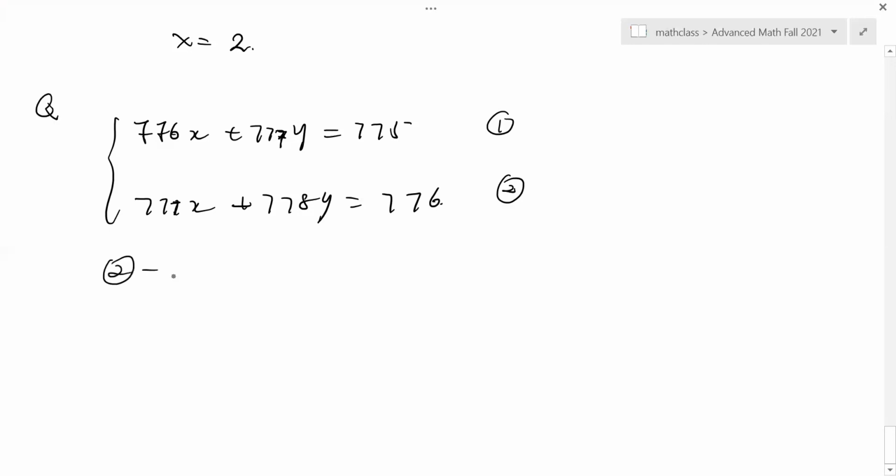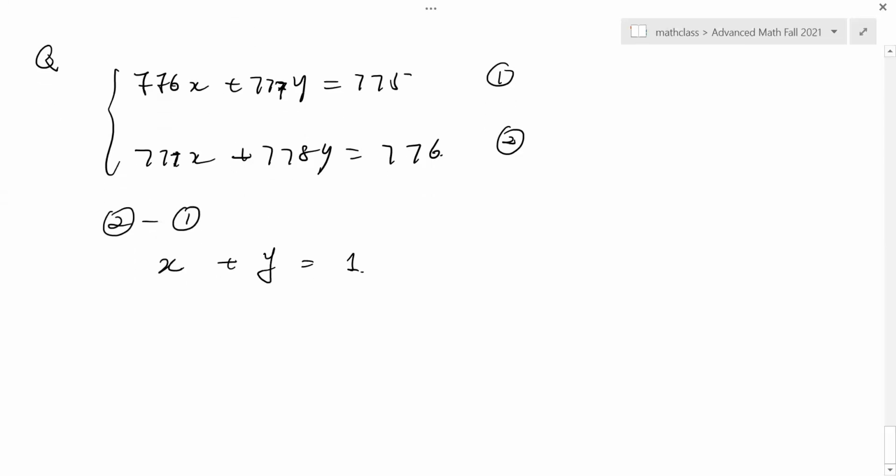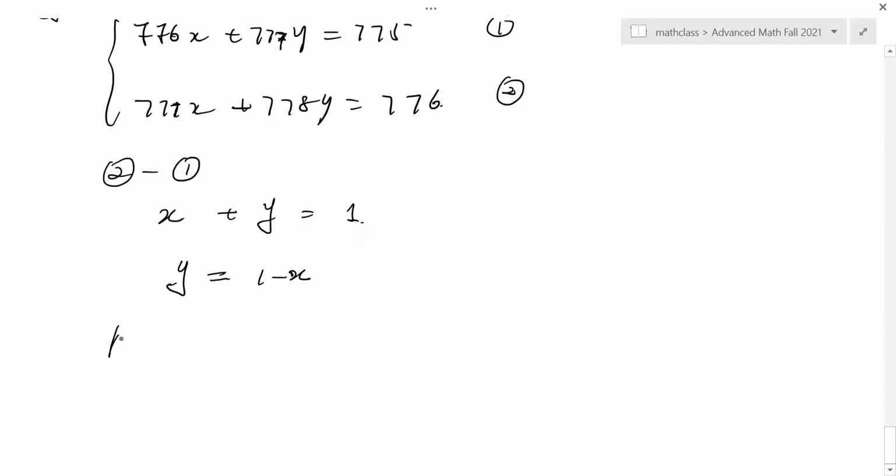So equation 2 minus equation 1. Then 777 minus 776 is just 1, and 778 minus 777 is just 1. And that's 1. See, this is wonderful. It's a very simple equation. Then the next step is quite simple. So you solve for x, then you plug into any of these equations.